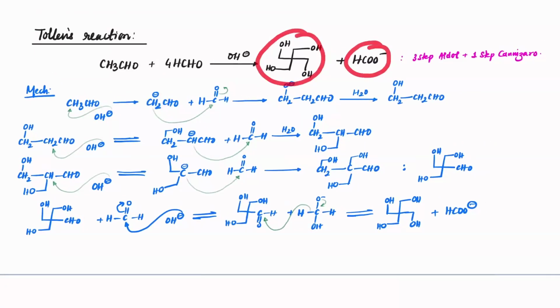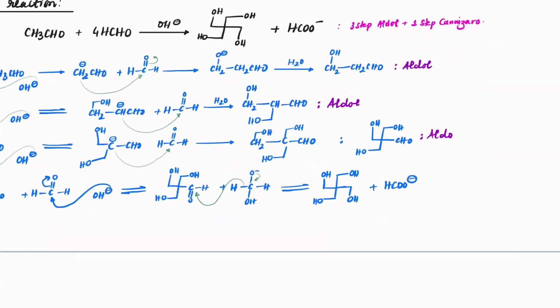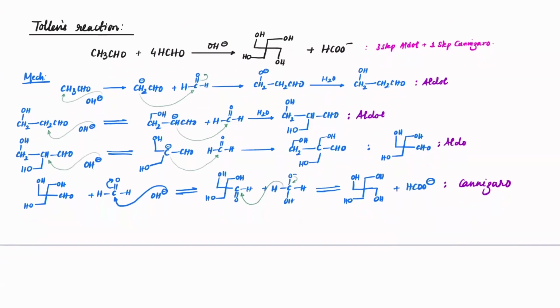Please check. I'll give you 2 minutes. Check out the entire mechanism. If you have any problem, let me know. I'll also write it down. The first step is the first aldol. This is the second aldol. This is the third aldol. And the last one is Cannizzaro. So these are the 4 steps that are happening. Please go through it once quickly.